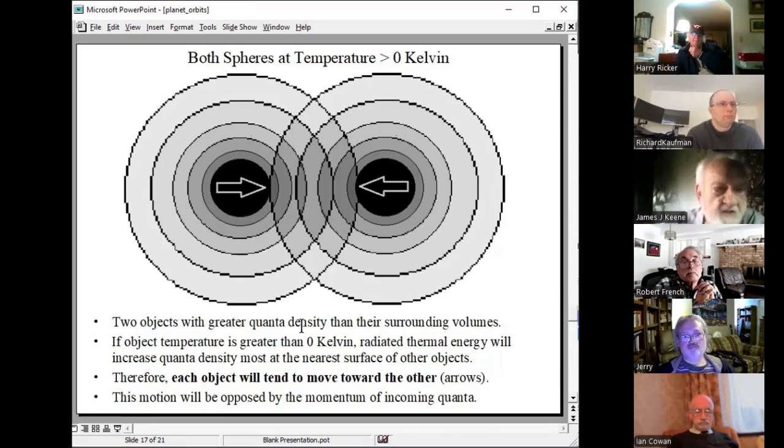The two objects with greater quanta density than the surrounding volumes are shown. If object temperature is greater than 0 Kelvin, radiated energy will increase quanta density most at the nearest surface of the other object. Therefore, each object will tend to move toward the other. This motion will be opposed by the momentum of incoming quanta.